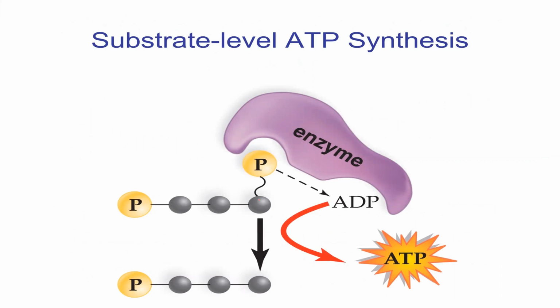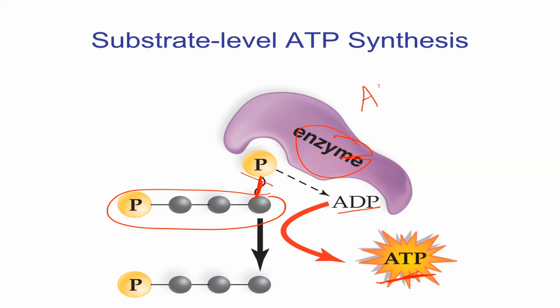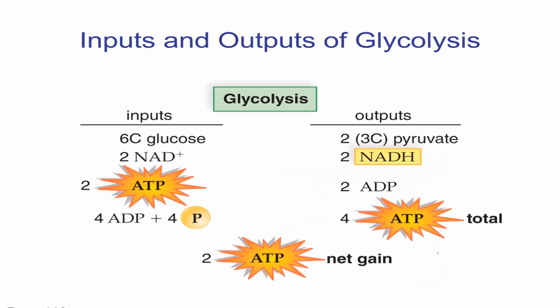So here we have pyruvate, right, a 3-carbon molecule. It has a phosphate on it. So our enzyme is going to create ATP by taking ADP plus a phosphate. Remember, ADP is diphosphate, so it has 2. So when you have ADP plus a phosphate, you get ATP. The T stands for tri. So you have 3 phosphates there. And we call this substrate level ATP synthesis.